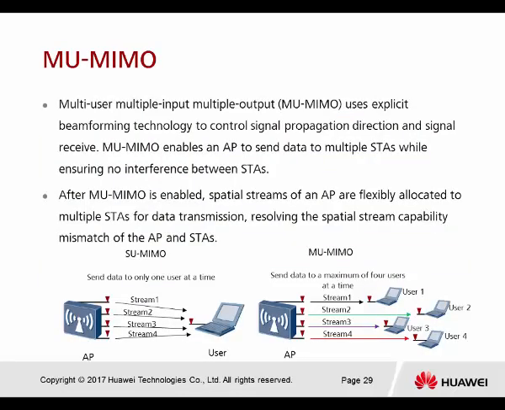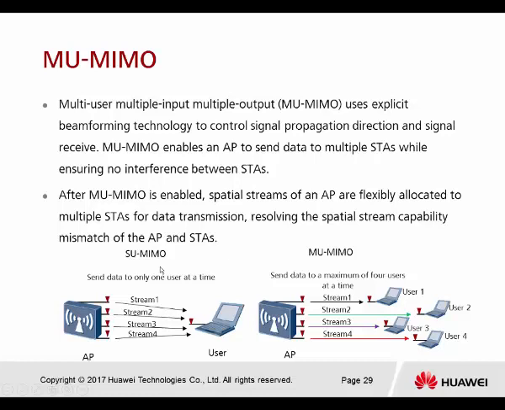And here is MU-MIMO. This is the full name, multi-user, multiple input, multiple output. It uses expressive beamforming technology to control the signal propagation direction and the signal reception. So MIMO enables an AP to send data to multiple STAs, ensuring no interference between STAs.